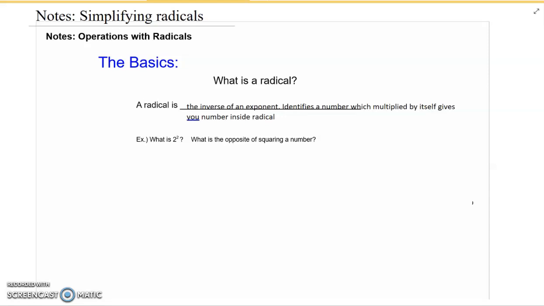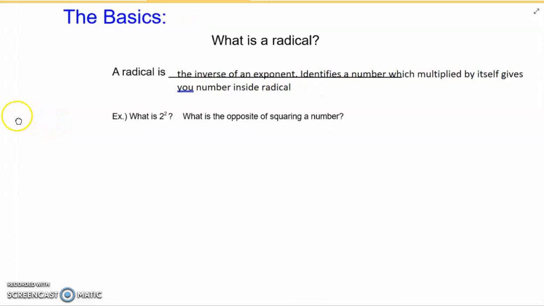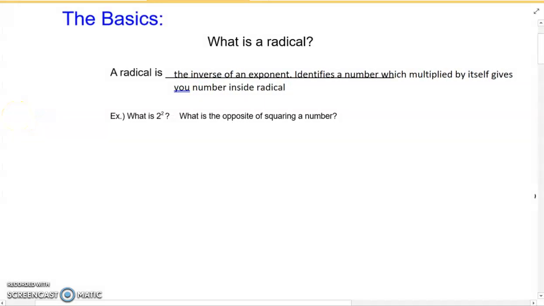So what does that exactly mean? Well, at this first example here, it says, what is 2 squared? And then it says, what is the opposite of squaring a number? So 2 squared, as we know, is 2 times 2, which is going to give me 4. So the idea of creating a radical here is we create this. Now you probably look at that and say, wait, that's called a square root. I'll get to that comparison in just a moment.